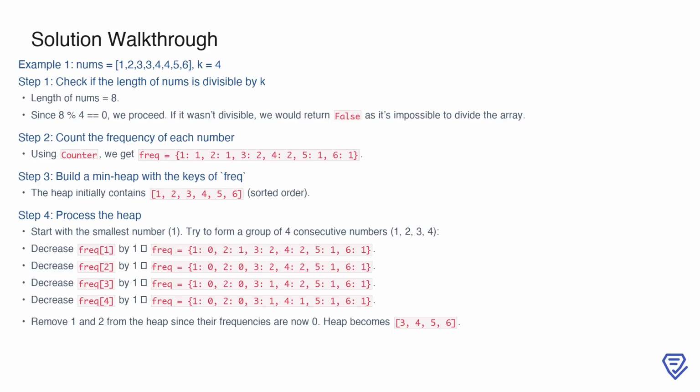Starting with the smallest element, 1, we attempt to form a group of 4 consecutive numbers, 1, 2, 3, and 4. As we add each of these numbers to the group, we decrease their corresponding frequencies in the dictionary. For example, decreasing the frequency of 1 results in frequency 1 becoming 0, and similarly, we adjust the frequencies for 2, 3, and 4. Once the frequency of a number reaches 0, we remove it from the heap. After processing these 4 numbers, 1 and 2 are removed from the heap, leaving us with 3, 4, 5, 6.